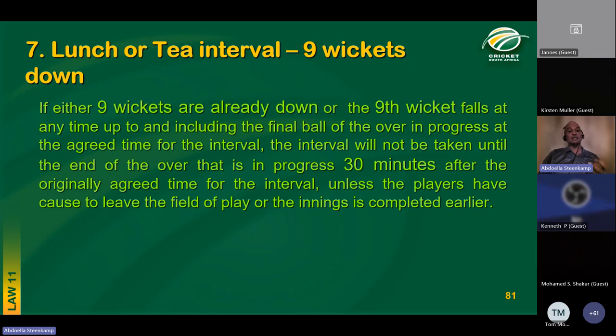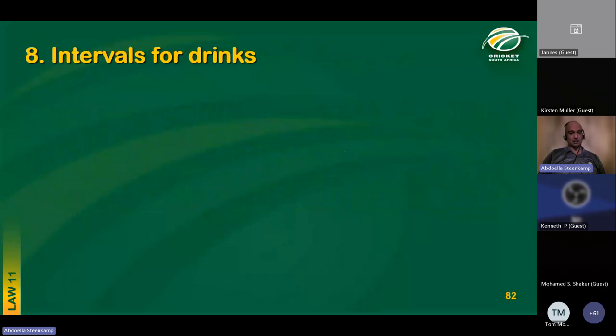So just to summarize this, it's the same principle applied to tea. Whether it's lunch or the tea interval, if a side is 9 wickets down, and they must be 9 wickets down, you'll delay your lunchtime or your tea time a maximum of 30 minutes.